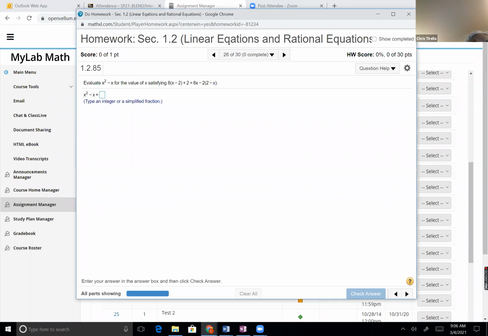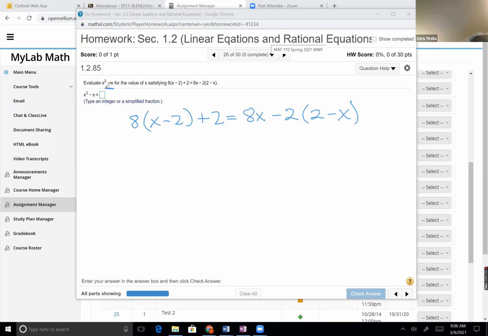And so in question 26, you're asked to evaluate x squared minus x for the value of x satisfying 8 times x minus 2 plus 2 equals 8x minus 2 times 2 minus x. I'm sorry for the hesitation while I get my stylus working. Well, what we want to plug in for x to evaluate are the values that make this equation true.